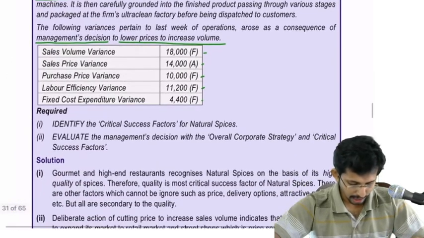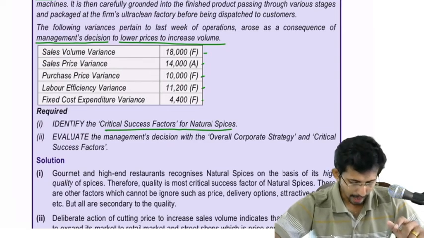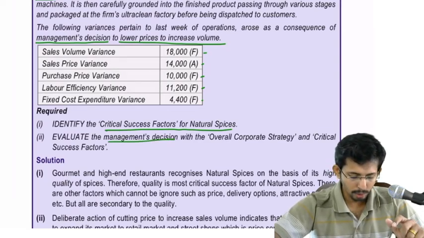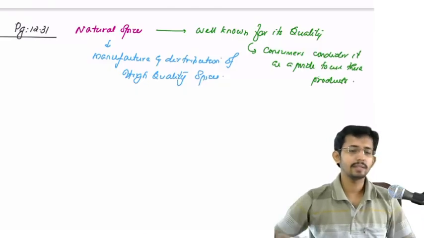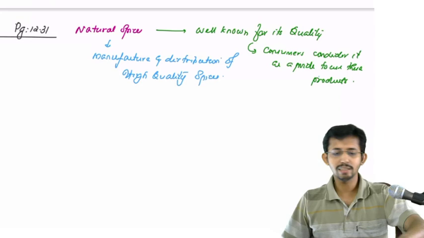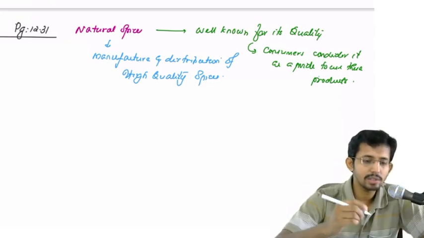Now what is the requirement? Identify the critical success factors for Natural Spices. Evaluate the management decision with overall corporate strategy and critical success factors. Very easy question, nothing difficult in this. Okay, but you need to think a lot. Now first question is what?